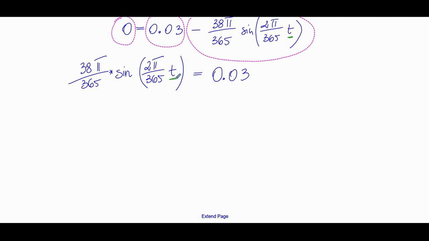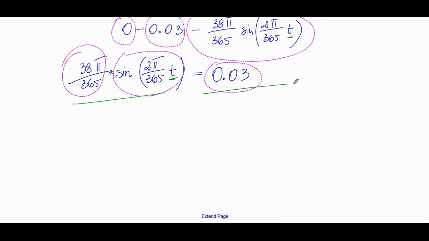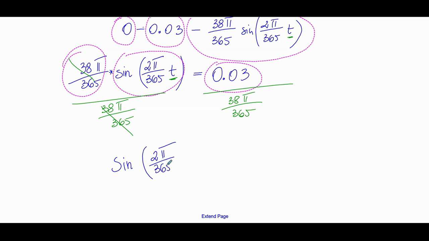Okay, again, where we are going here, t. Now, what kind of elements do I have here? This is a number that is multiplied by a sine of an angle, and I have a number on the other side. How do I eliminate multiplication? By dividing, and dividing both sides of the equation. So we divide both sides by 38 pi over 365. That way we've eliminated it. Then we are left with sine of the angle 2 pi over 365 t, and then we have that fraction on the other side of our equation.